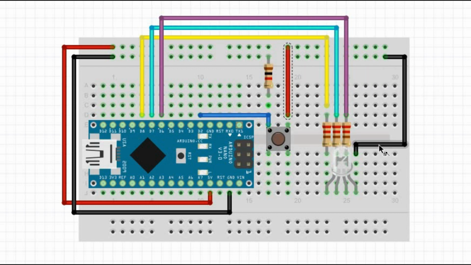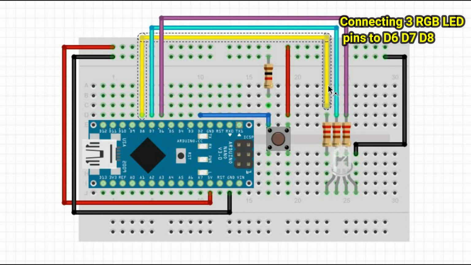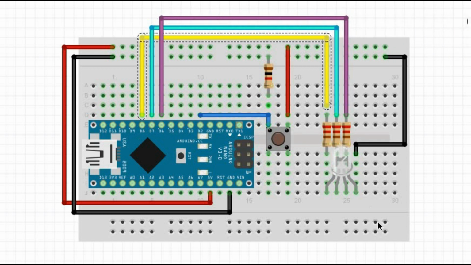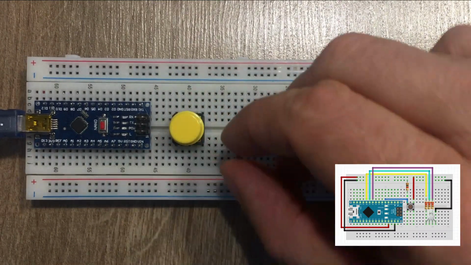We connect the ground pin of LED to ground and 3 signal pins to Arduino digital pins 6, 7 and 8. Now let's put all the components on the breadboard.